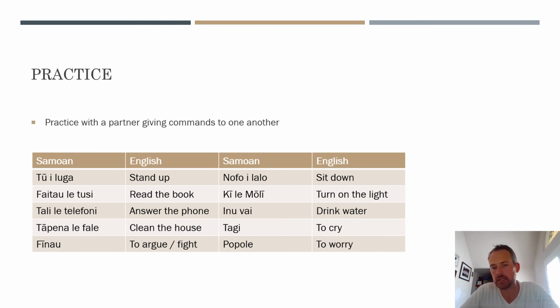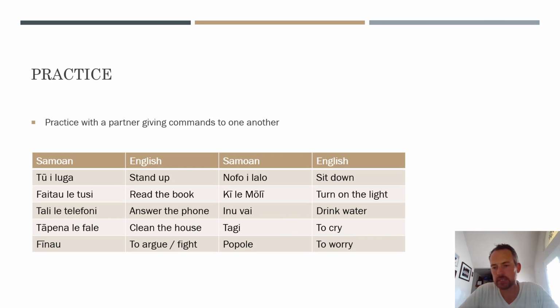Ki le moli. Ki is just the word to turn on. Think of it like a car. You use a key to turn on the car. Same kind of concept. Le moli is the light in this case, but you could say ki le ili, which is turn on the fan. You can use this for anything that turns on.